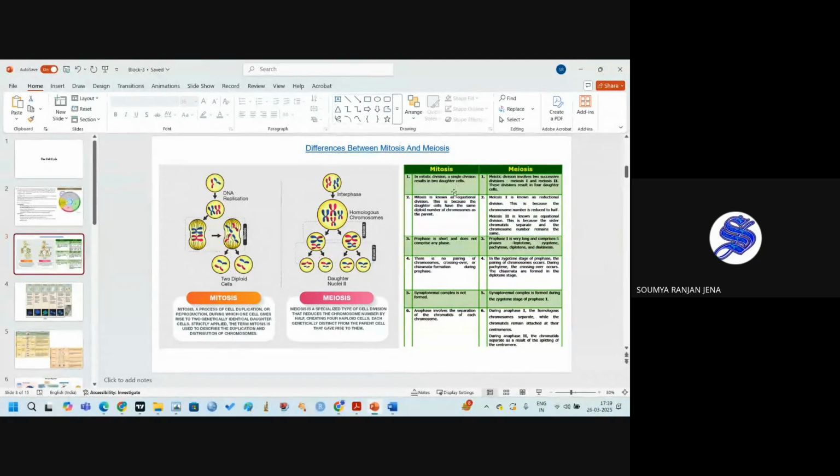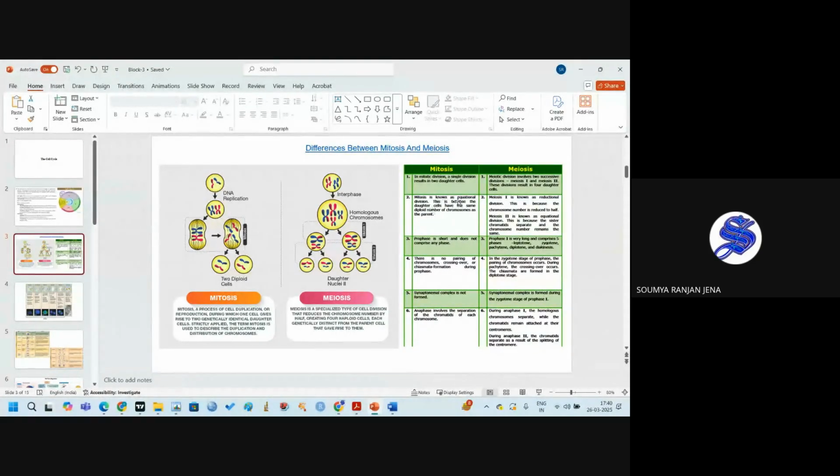Now the basic difference between mitosis and meiosis: in mitotic division, a single division results in two daughter cells. But in meiotic division, two divisions, meiosis one and meiosis two, occur. These divisions result in four daughter cells. Here two daughter cells, here four daughter cells.